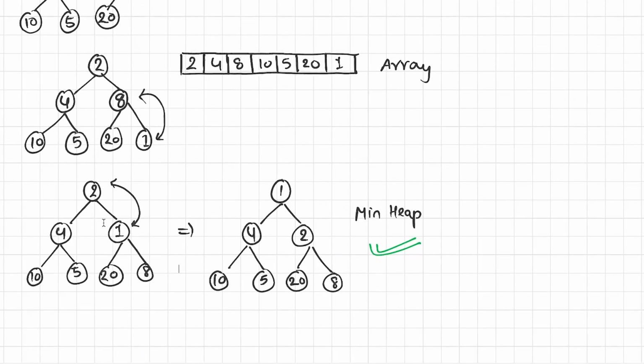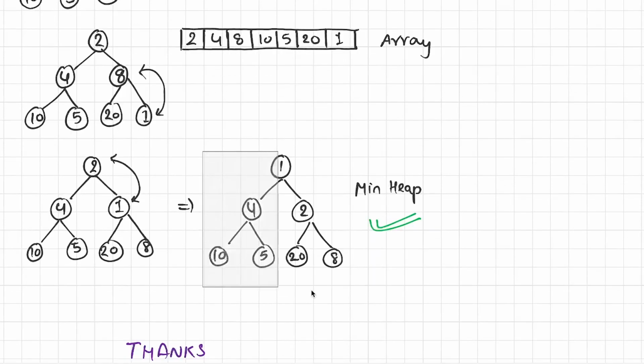Now again you can see that 1 is violating the property. Again we are going to compare this node with its parent node. The parent node is 2, that is greater. So we are going to swap 1 with 2. After swapping 1 and 2, we get the perfect minimum heap, and this heap satisfies all the properties of minimum heap.